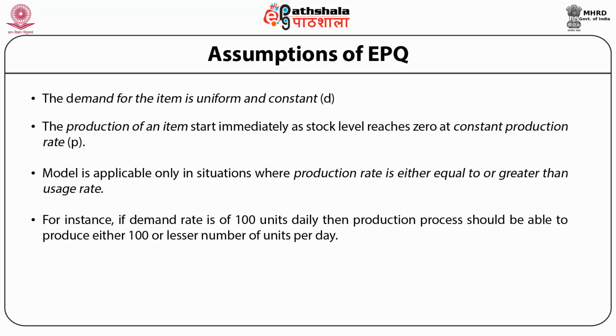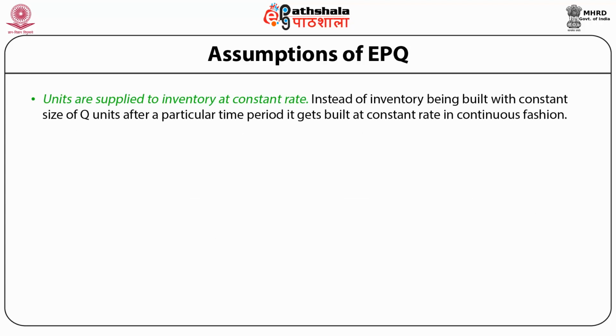For instance, if demand rate is 100 units daily, then the production process should be able to produce either 100 or a lesser number of units per day. Units are supplied to inventory at a constant rate. Instead of inventory being built with a constant size of Q units after a particular time period, it gets built at a constant rate in a continuous fashion.